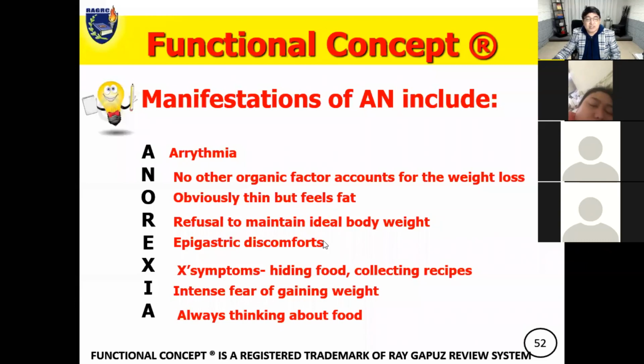They have epigastric discomforts like vomiting. I call them the X symptoms. They hide food all over the house, okay? They collect recipes. They love to prepare foods. They love to cook foods, okay? They love to invite people for dinner, but they don't eat with these people. They just rearrange the food on their plates. And then they have intense fear of gaining weight, and they always think about food.